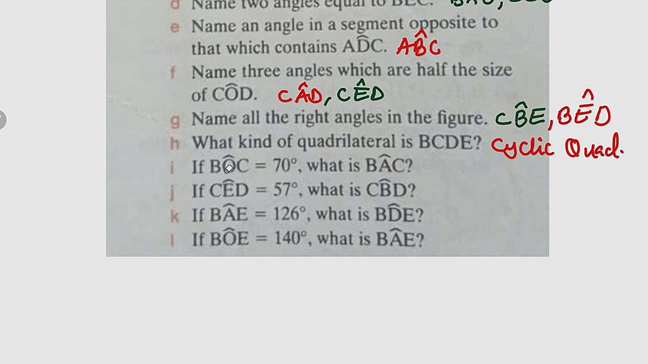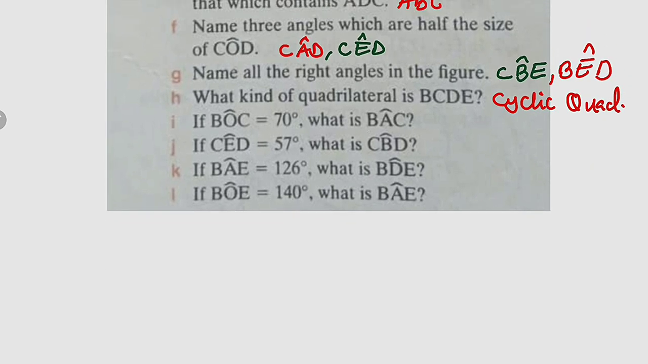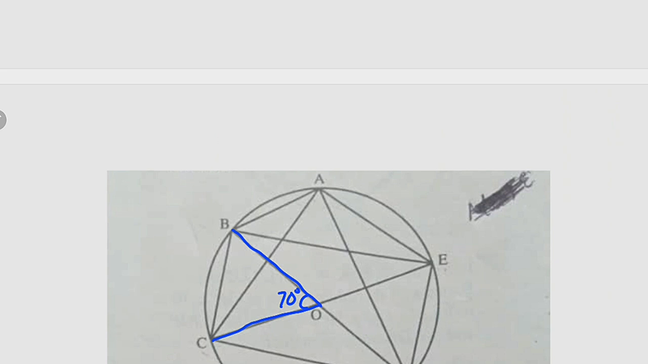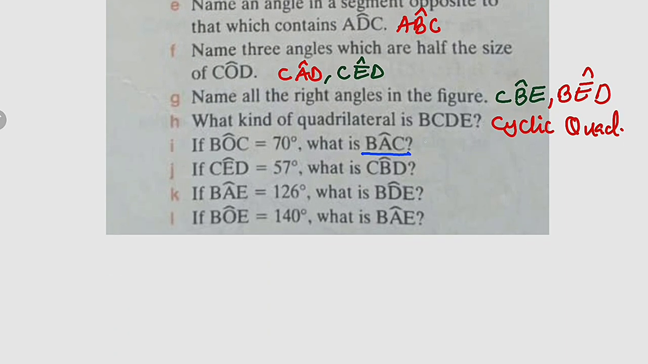Then if angle BOC is 70 degrees, let us locate it first. BOC. So if this is 70 degrees, what is the measure of angle BAC? You can see all of them are from the same chord BC. So chord BC subtends an angle to the center. The same chord subtends another one to the circumference. The angle subtended to the center is twice the angle subtended to the circumference. Therefore, if this is 70, this will be 35, which is half of 70.